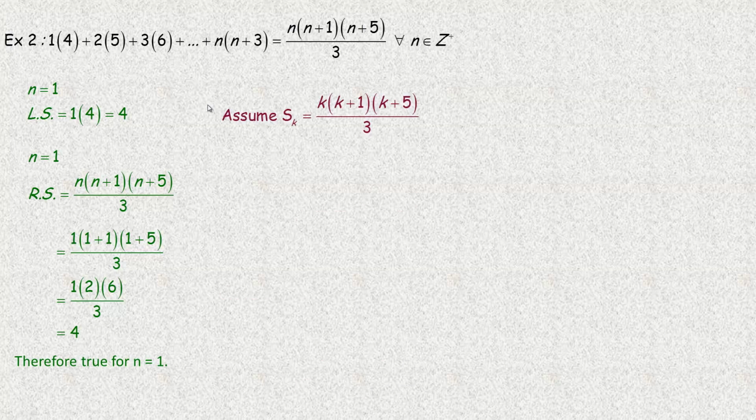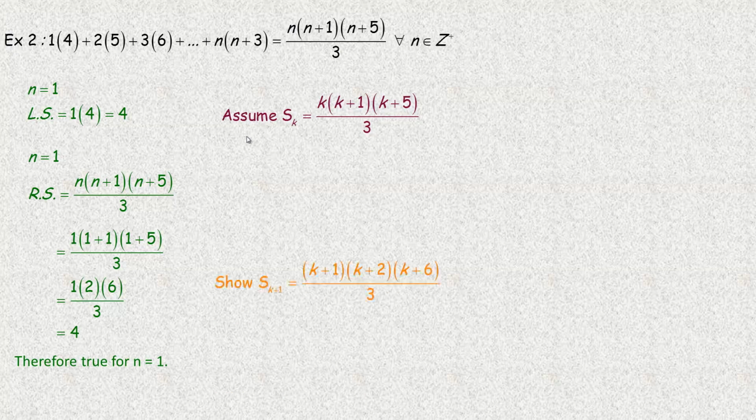So here's my induction hypothesis. Instead of writing out 1 times 4 plus 2 times 5 plus 3 times 6 up to k times (k plus 3), I'm going to call that the sum of the first k terms, which is what that would be. I'm not writing the whole series, just S_k stands for the sum of the first k terms. And it should be k times (k plus 1) times (k plus 5) over 3. I'm putting k in place of n here.